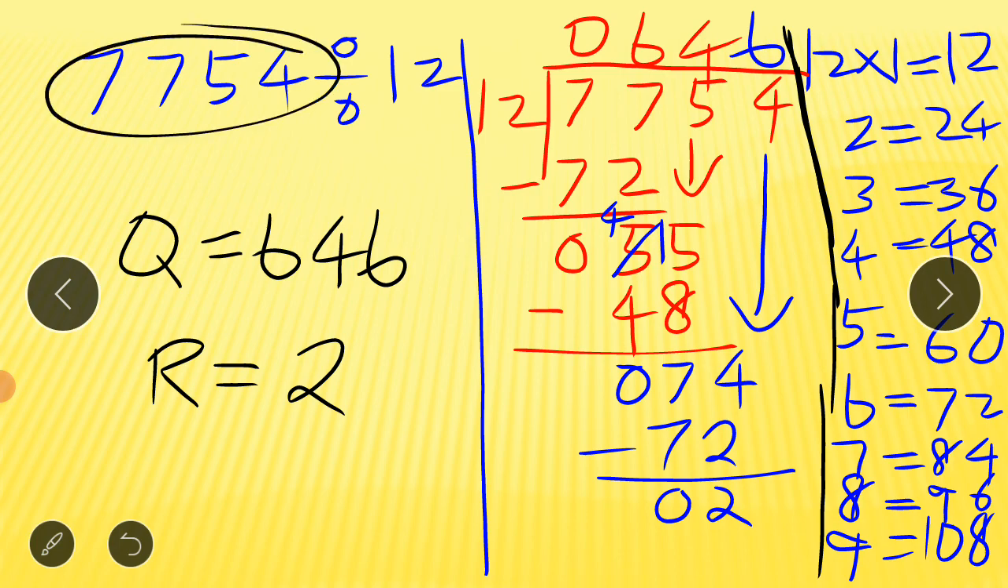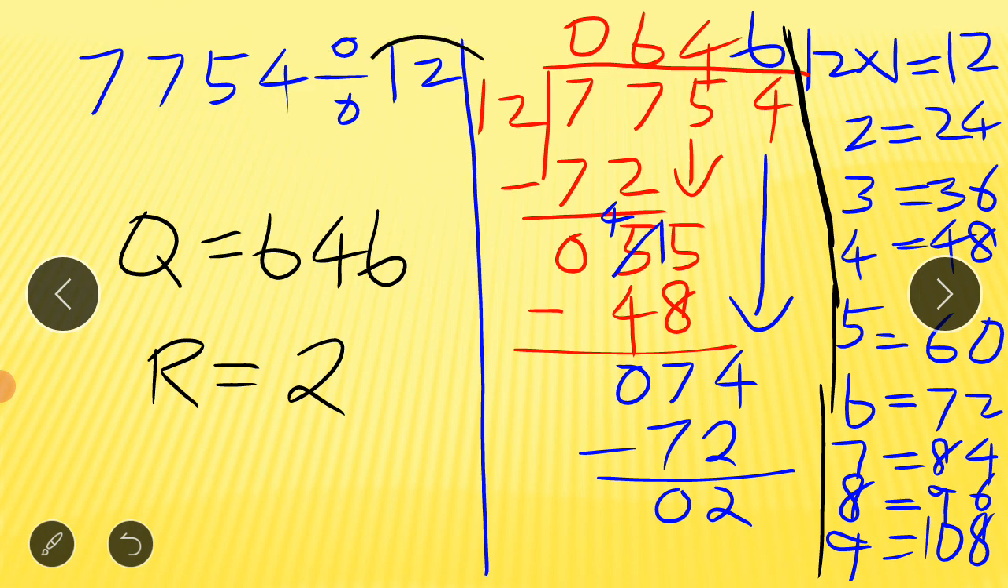You had 7,754 rupees with you, and you shared them among 12 of your friends or 12 of your relatives or 12 neighbors, like that, and each of them received equally 646. That is the quotient, that is the only answer, and after sharing you have 2 rupees with you. So like this we can do the division by 2 digit, 3 digit, further any digit.